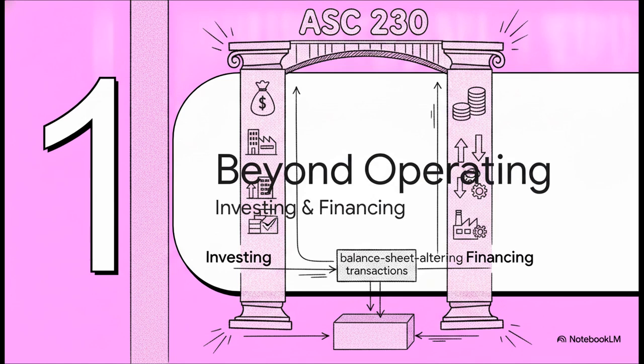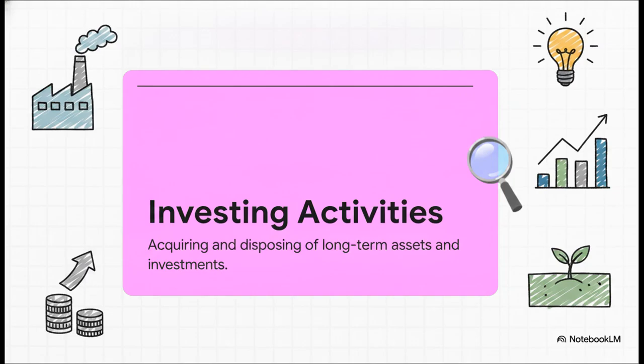Beyond operating activities, the two pillars: investing and financing. To figure out where these big items belong, we rely on these two pillars to perfectly categorize all those massive, balance sheet-altering transactions. Let's dive into the first pillar right now, investing activities.